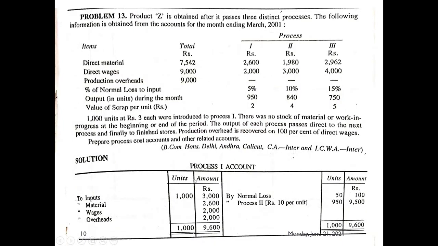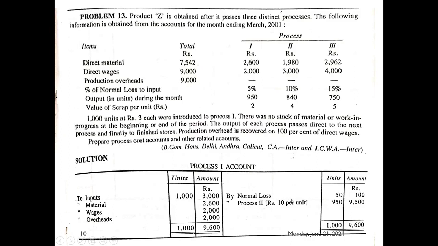Now balance it. So first of all, the unit column. So units here you see 1,000. Here you see also 1,000. So by process 2 account. So process 2 account normal output how much? 950. So that means there will be no abnormal loss or abnormal gain in this question because both side unit columns are same. So balance it. So 9,500. That means at the rate of rupees 10 per unit. So this is process one account.